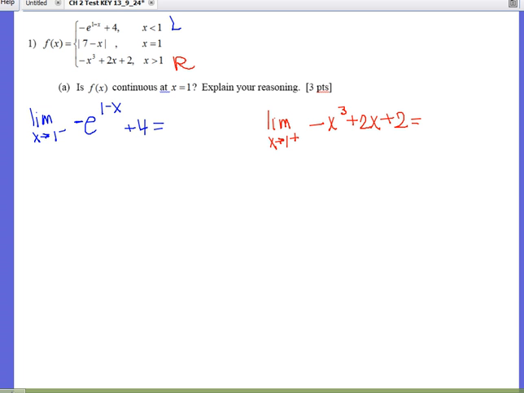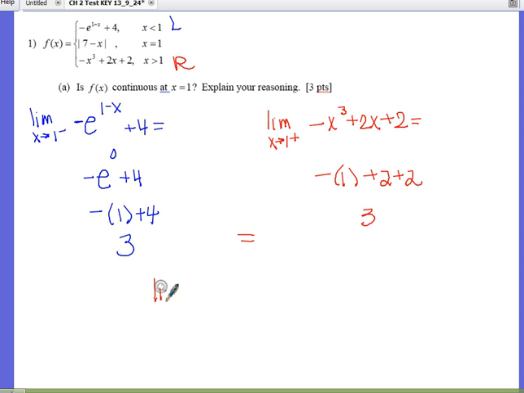So looking at the left side, we would be looking at negative e to the 0, because I substitute in the 1, plus 4. That would be negative 1 plus 4. Therefore, the answer to the left limit is 3. The right limit, I'm substituting in 1, so that would be negative 1 plus 2 plus 2, and that also equals 3. And since they're equal, now we know that the limit as x goes to 1 of f of x is 3.